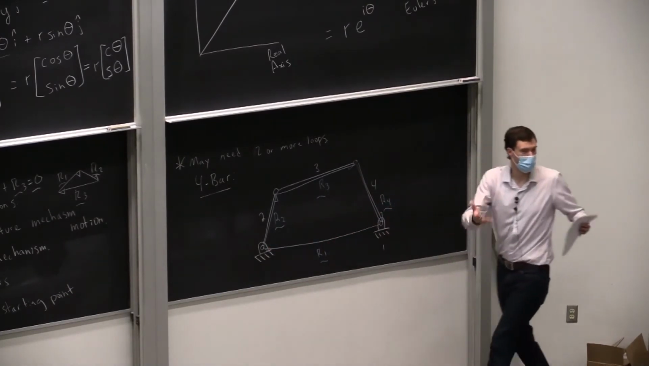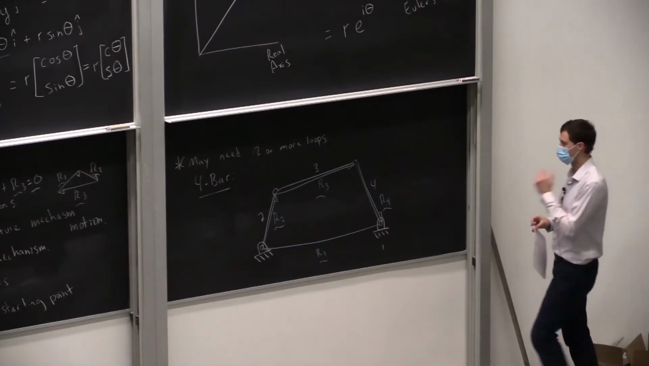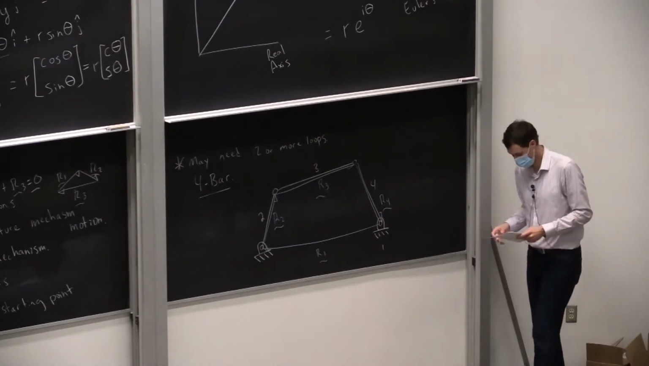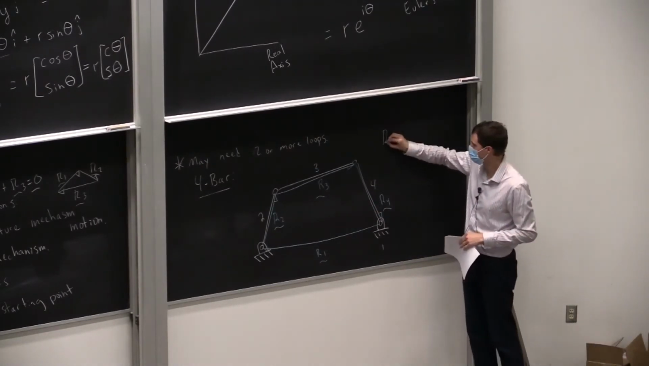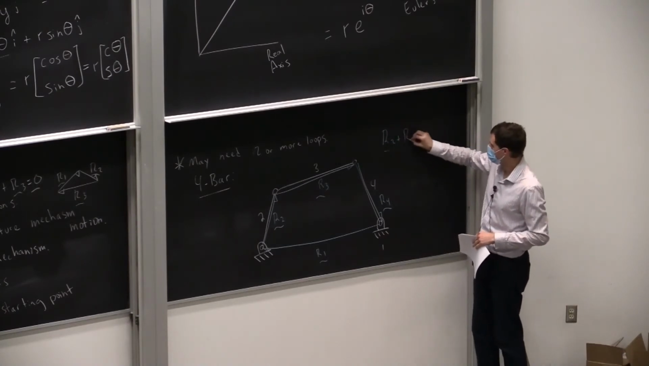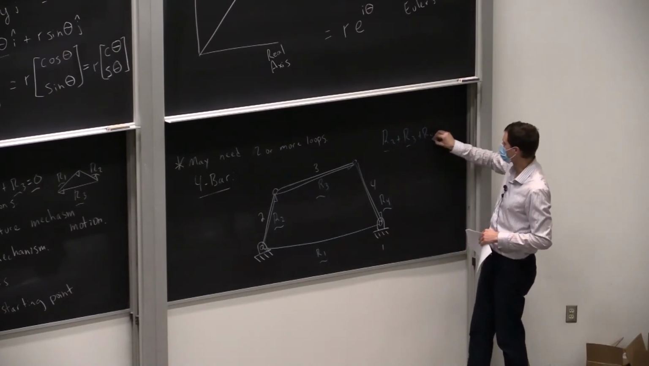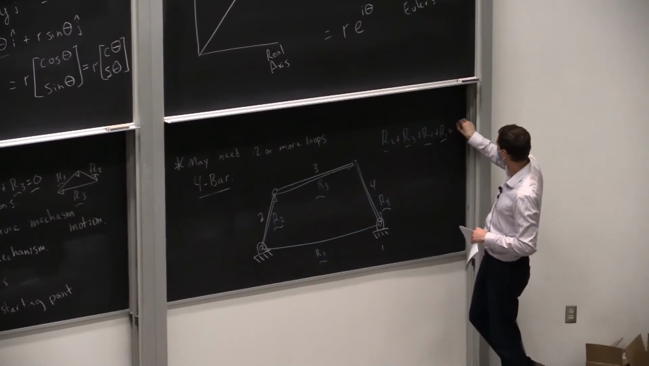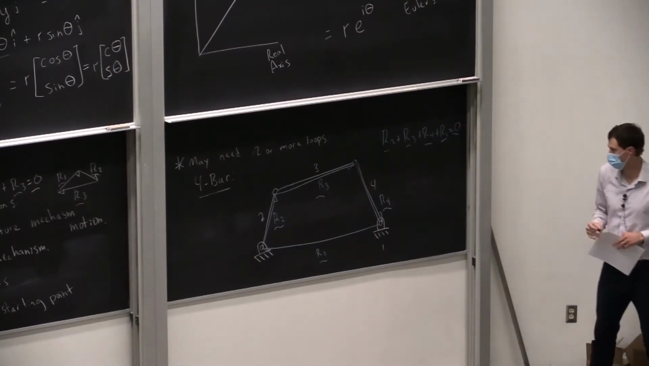And you can name them whatever you want. Choose something logical when you can. I'll call the last one R1. And so our vector loop equation's going to be R2 plus R3 plus R4 plus R1 equals 0. That's our vector loop.